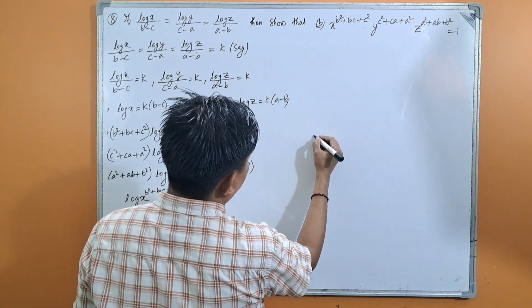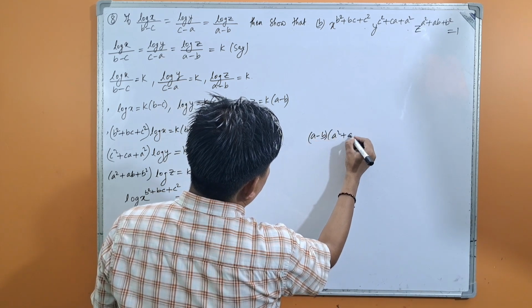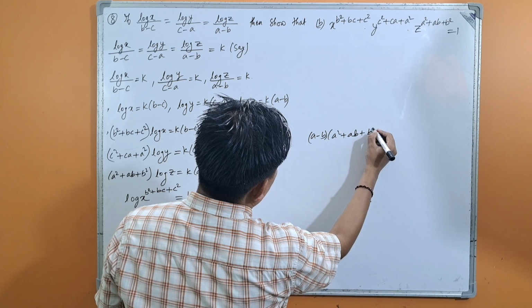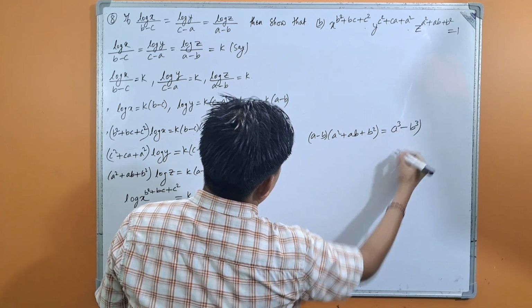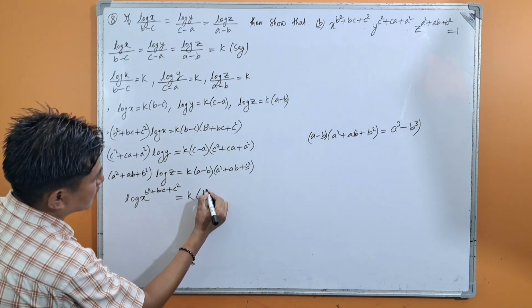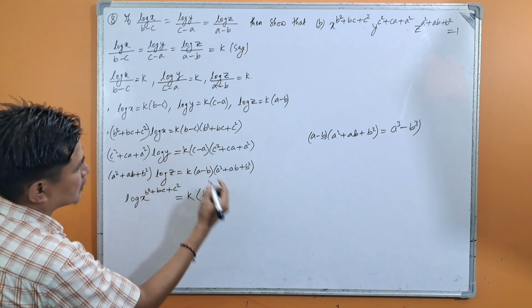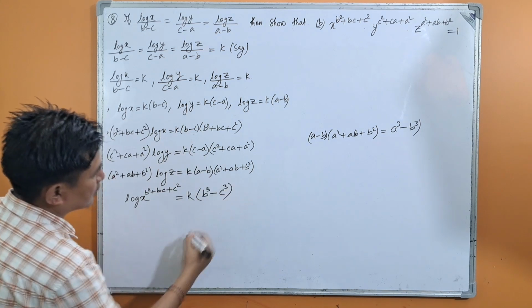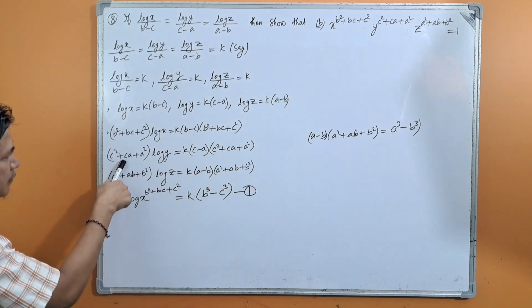So if we have a minus b into a square plus ab plus b square, we can write this as a cube minus b cube, isn't it? So this has k into a cube minus b cube, where a is b and b is c, so b cube minus c cube, isn't it? This is equation 1. We do the same thing here.